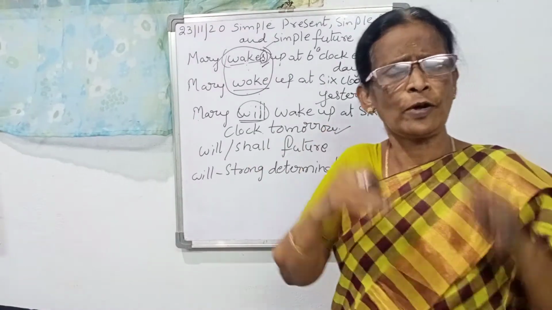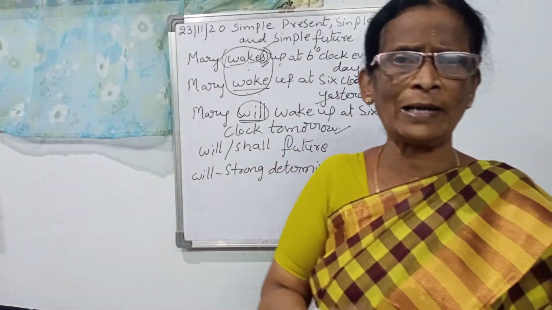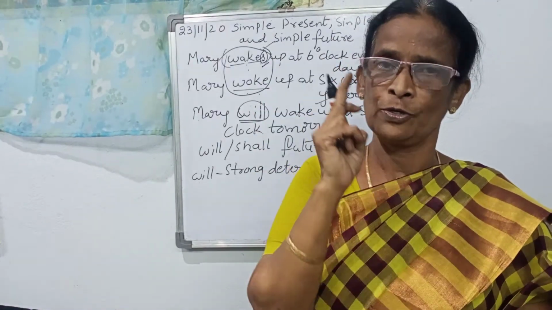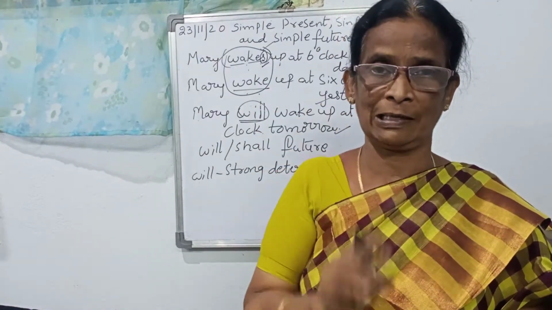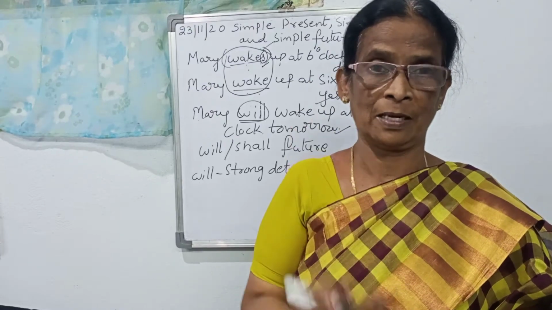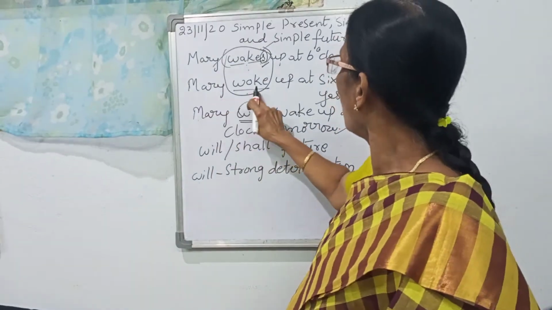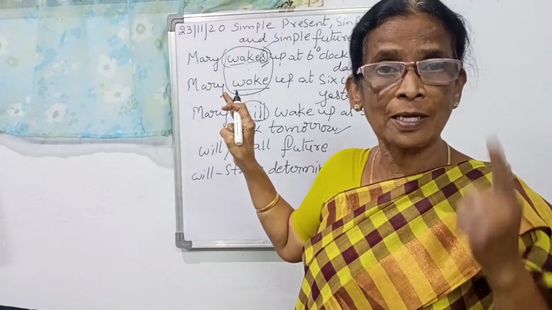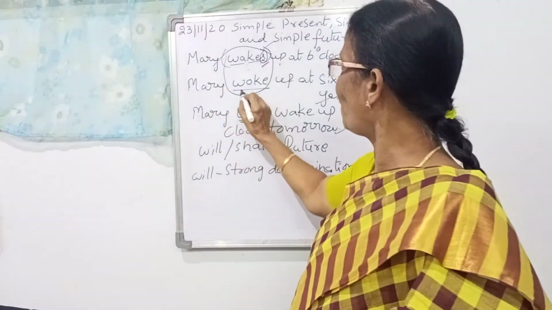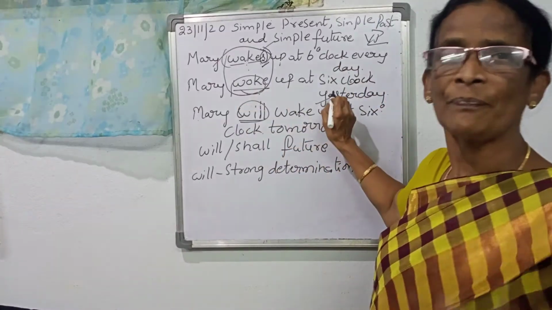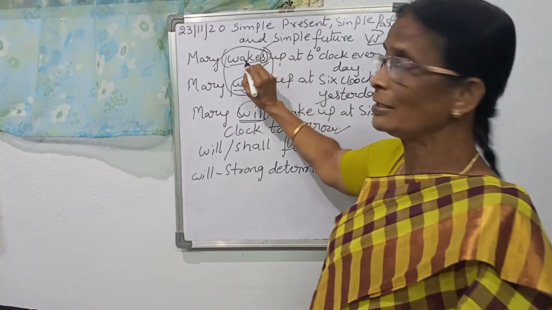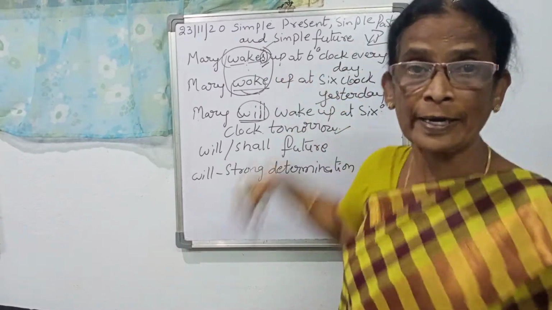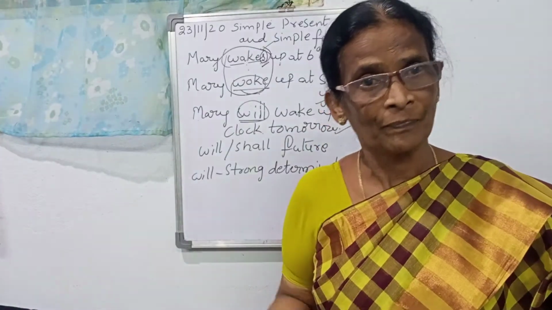Whatever the sentence, while they are asking you to change present tense to past tense, be careful. You should know the tenses clearly, then only you can write the correct answer. While you are writing "Mary woke up at 6 o'clock every day", is it the correct answer? No, it is the wrong one. Why? Because this is the past tense. Past tense shows yesterday. While you are writing the present tense, for example, "Mary wakes up at 6 o'clock yesterday", is it the correct one? No.